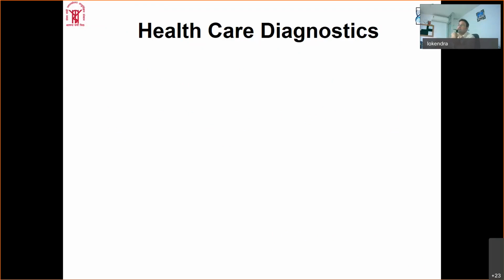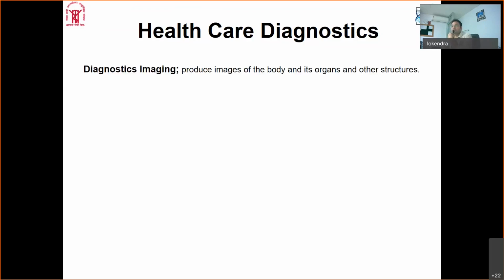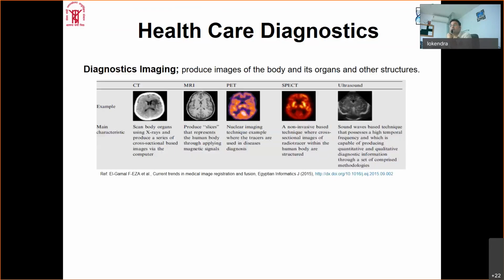So healthcare diagnostics is one part of a healthcare system. When a patient comes to a clinic, how does a clinician decide whether he's a healthy person or a diseased person? Generally, in terms of diagnostics, there are two major approaches. First is diagnostic imaging, in which one can identify a disease condition by producing images of bodies and organs, to identify whether they are a bit different from the normal cases.